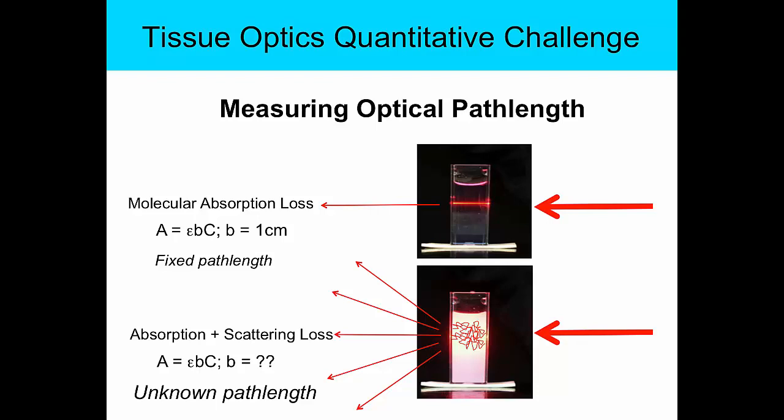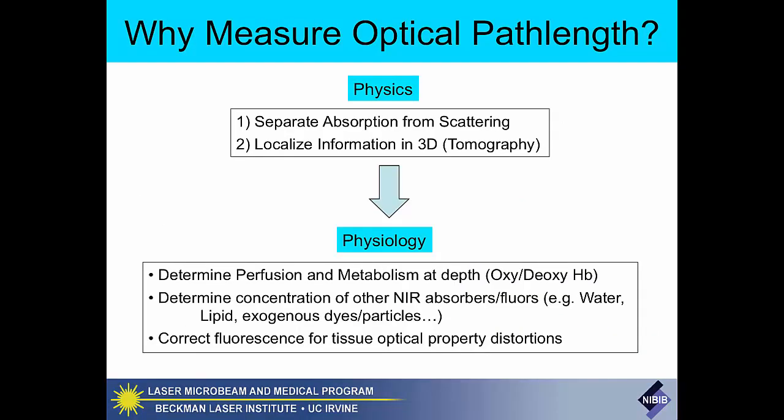So our key challenge, and something I've been obsessed with for about 25 years, is to separate light absorption from light scattering. If you can do that, if you can do scatter-corrected spectroscopy, then you can look inside the body and treat the body as if it were a cuvette. So from a physics point of view, that's our goal, separate absorption from scattering. And ideally, if we measure path length, we might be able to localize information in 3D and do tomography.